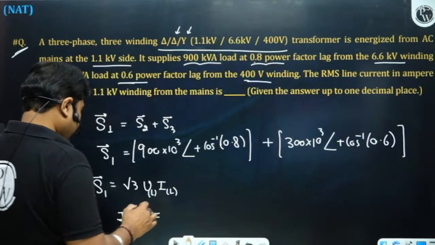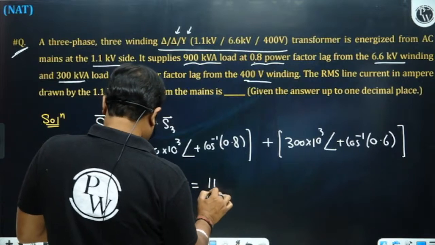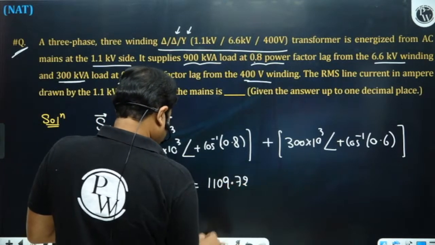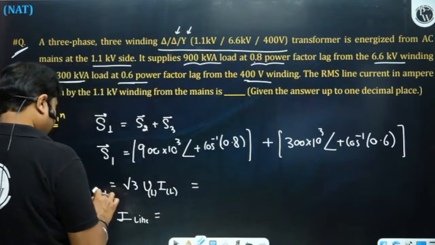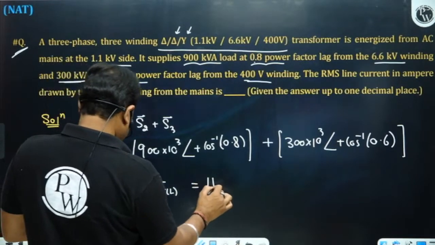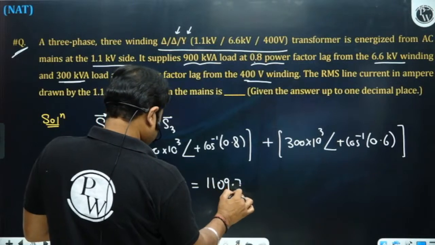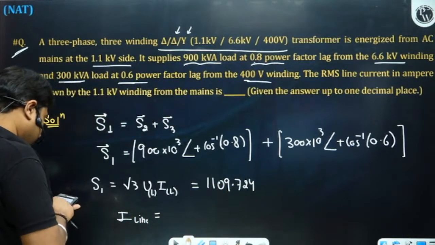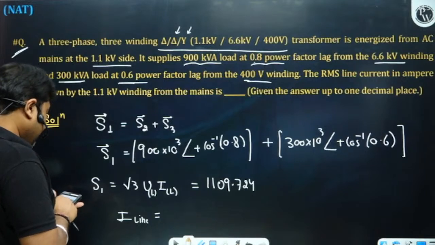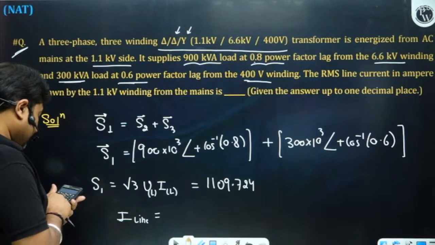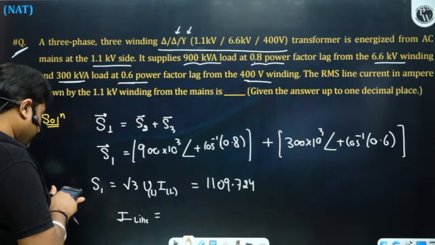So we have 1109.724 magnitude wise. If we talk about magnitude wise, 1109.724 divided by root 3 divided by line voltage, which is your 1.1 kV, so 1100.